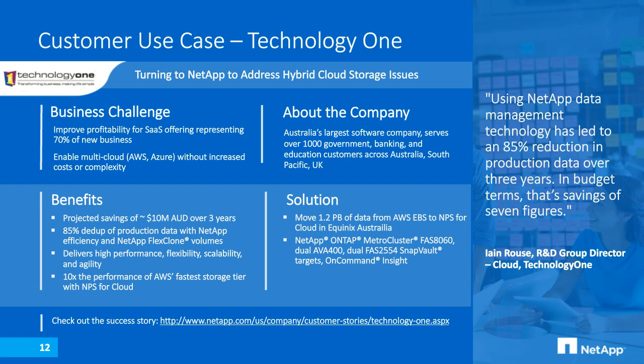So Technology One is a great customer use case. If you do want to find out more about Technology One, please go to netapp.com and look at the customer stories, and you can find out even more there. But the main thing that I want to tell you here, again, they recognize a lot of percentages, but those percentages turn into dollar savings. Technology One recognized nearly a $10 million savings over a period of 3 years by leveraging NetApp in the public cloud.